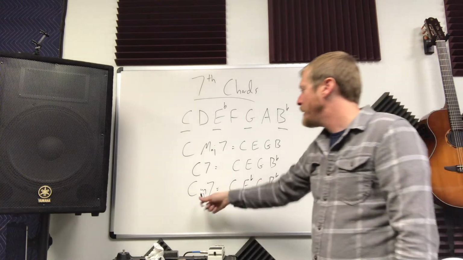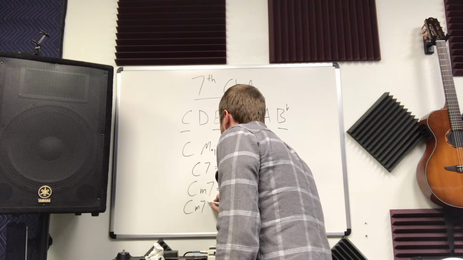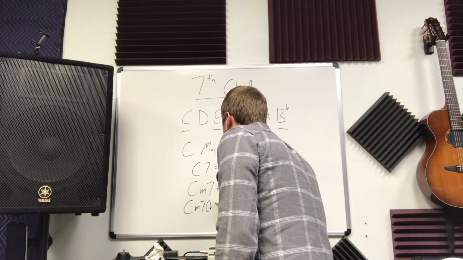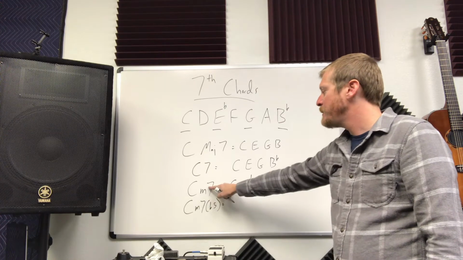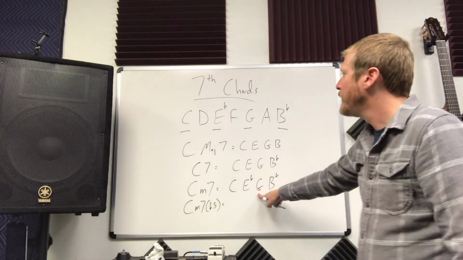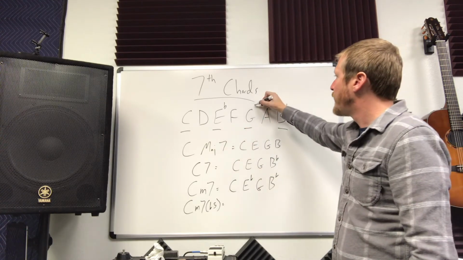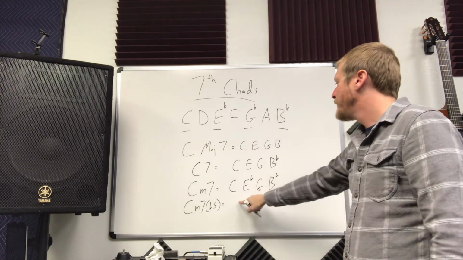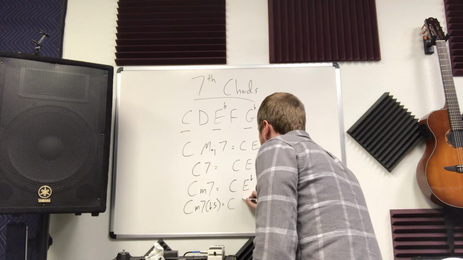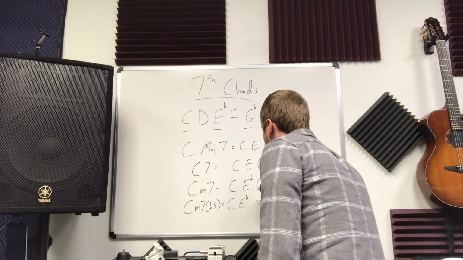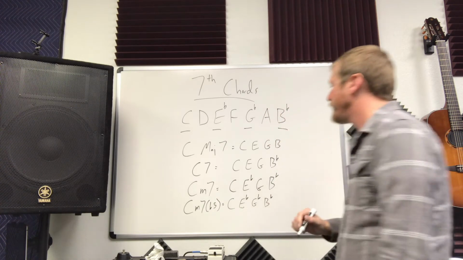Okay. Now if we keep going, the next type of 7th chord we use is called minor 7 flat 5. Okay? So it's the same kind of chord as a C minor 7, but we have a flat 5. So if we count 1, 2, 3, 4, 5, the 5th is the G. So we're going to have to flat the G to make it a flat 5. So our notes are going to be C, E flat, G flat, and B flat.